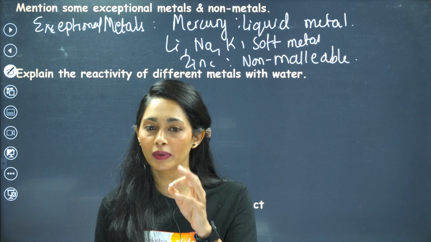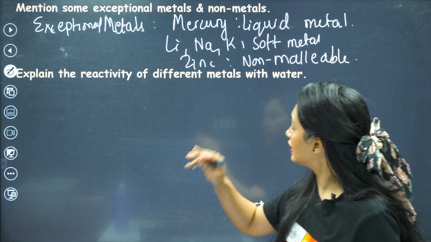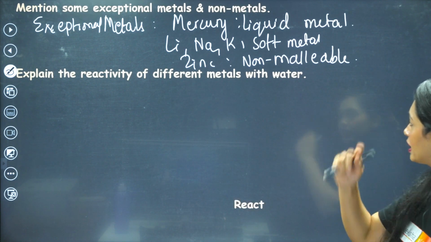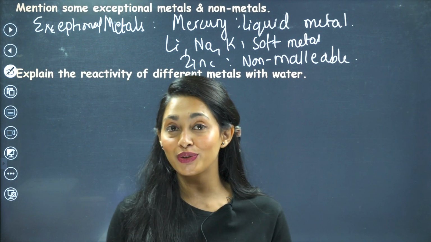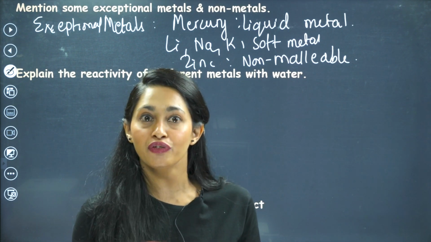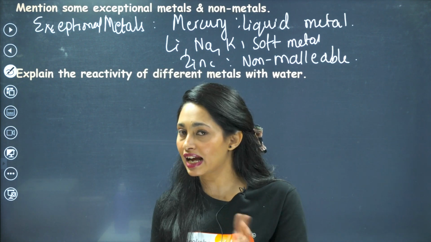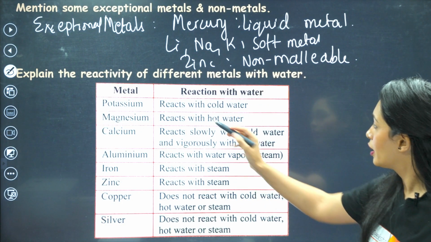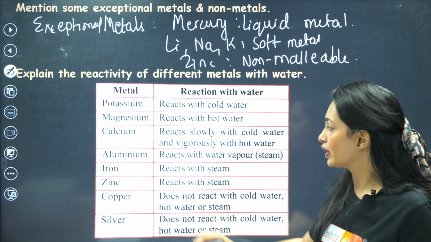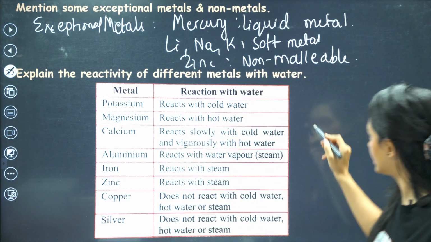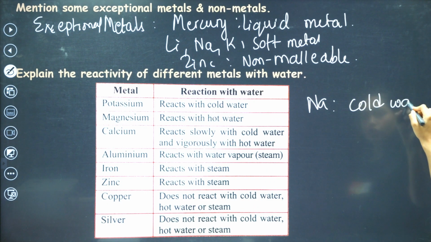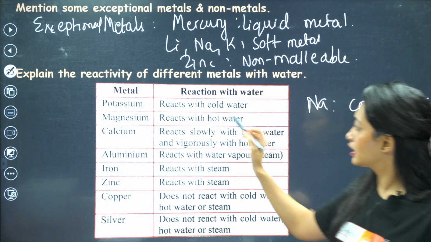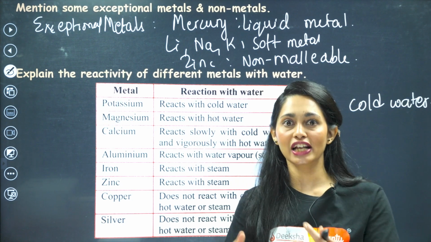Please do comment in the live chat and explain the reactivity of different metals with water. How are different metals going to react with water? They react differently, based on their reactivity. Potassium reacts with cold water. Sodium also reacts with cold water. There is a vigorous reaction when it comes to potassium and sodium. They are going to catch fire.